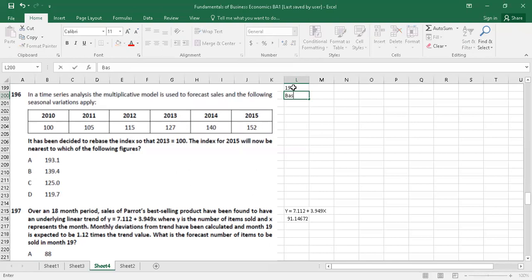So the base year now is 2013. 2013 has a value of 127. The base year is always taken at 100%. Now we have to find out what is the value for 2015. The 2015 value is 152. So that is what we have to calculate. So here we would have it as.